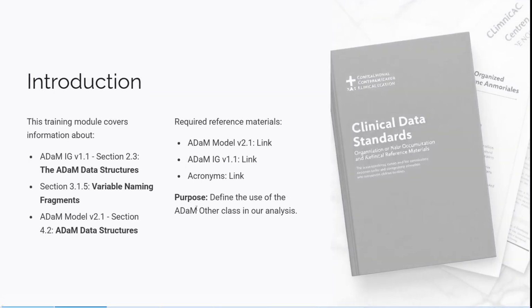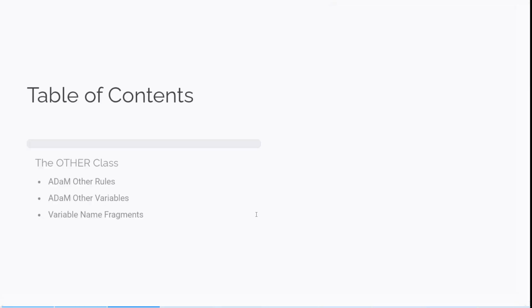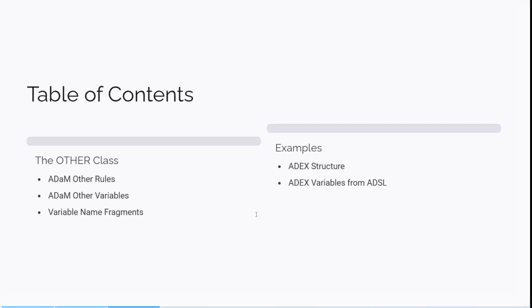As usual, we will be considering version 1.1 and the sections. If you check 3.1.5, you will see variable naming fragments, and ADaM data structures are in 2.1 and 4.2. The main purpose is to define the use of the ADaM Other class in our analysis. In this presentation, we'll talk about the other classes: what are the ADaM Other classes, what are the ADaM Other variables and the variable name fragments, and what is the ADAX structure and ADAX variables from ADSL.